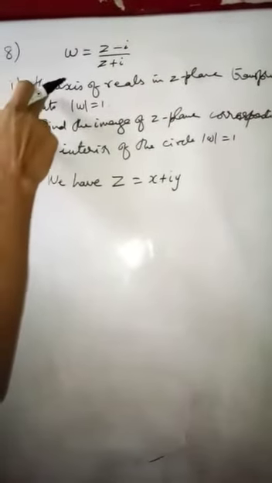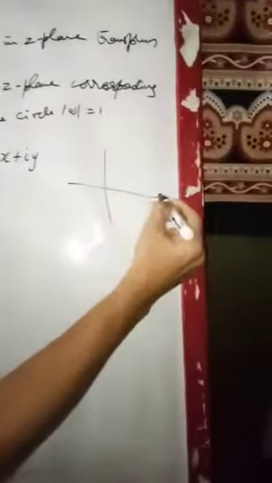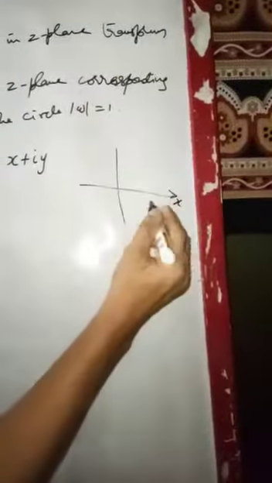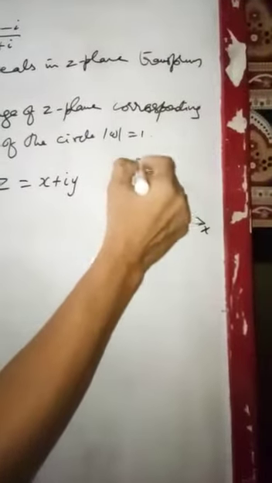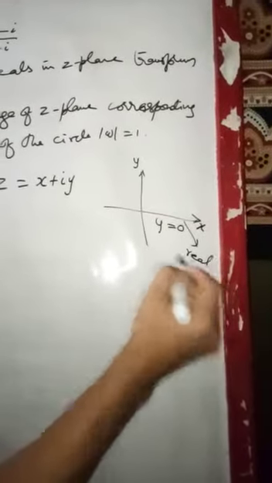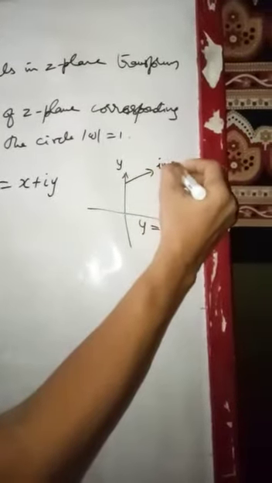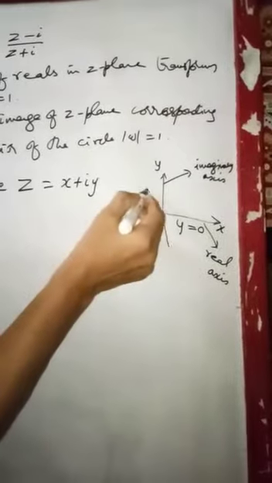So what is the first subdivision? We have to prove that under this transformation the axis of reals, which is the X axis, is the real axis. What is the equation of the x axis? y equal to 0. If they ask for the axis of imaginary, that means the Y axis, the imaginary axis. The equation of the y axis is x equal to 0.